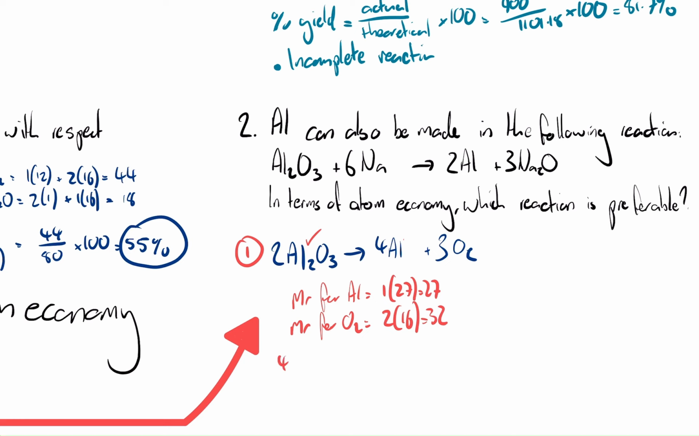So our equation is 4 lots of 27 over 4 lots of 27 plus 3 lots of 32, all times by 100. So again, this is our desired product, and we're dividing by the MR of all of our products. And this is the one case where we do look at those larger numbers as well. And the value we get to is 69.2%.